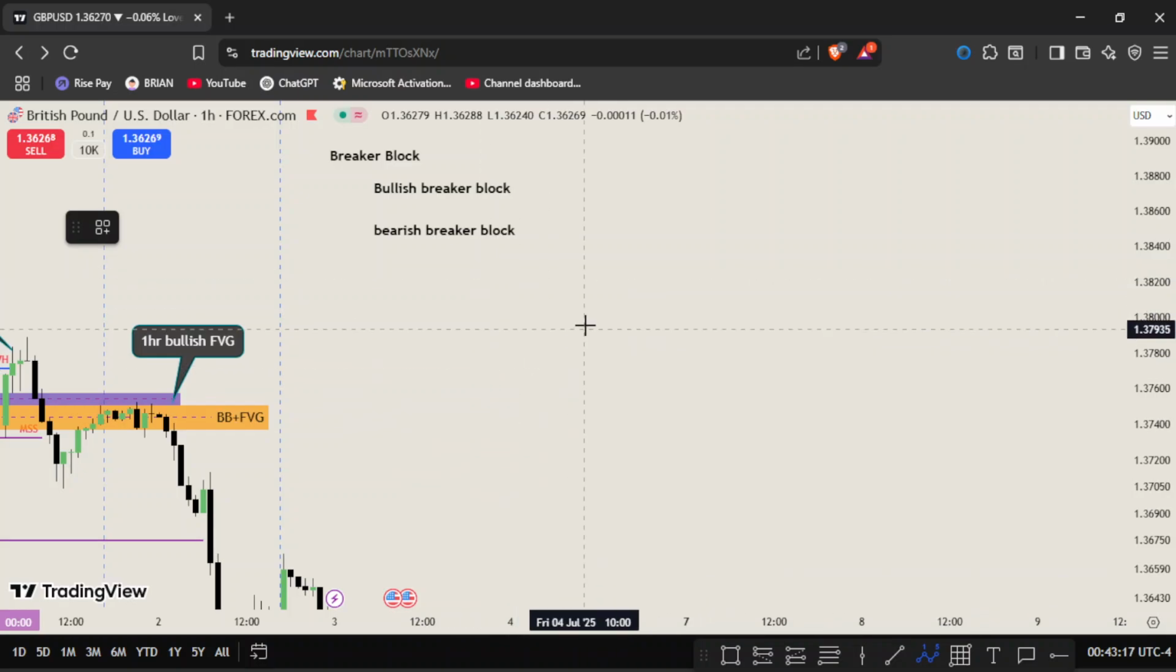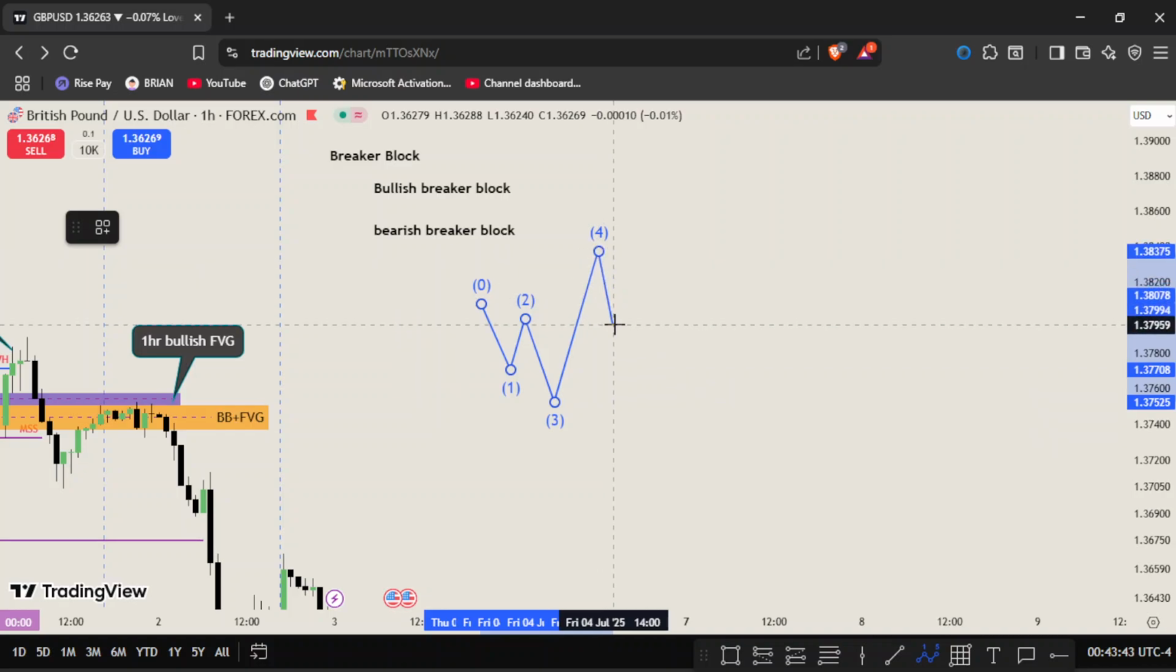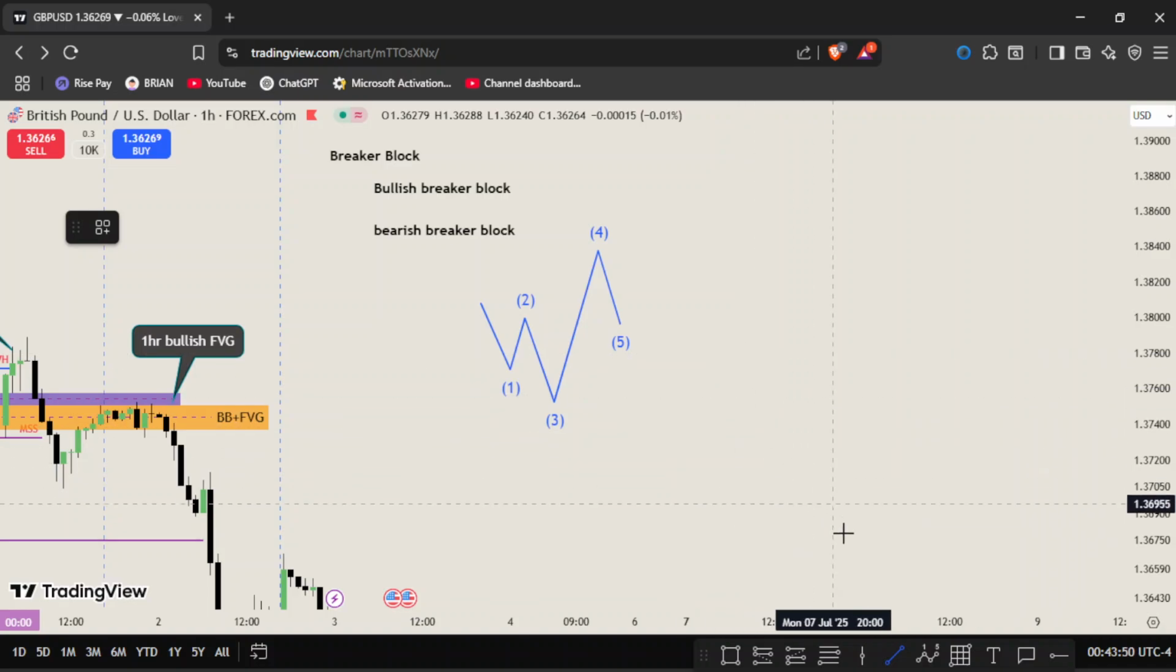Let me just explain. So first I'll explain what is a bullish breaker. A bullish breaker will always make something like this: a lower low, a higher high, then I'll tap onto that.